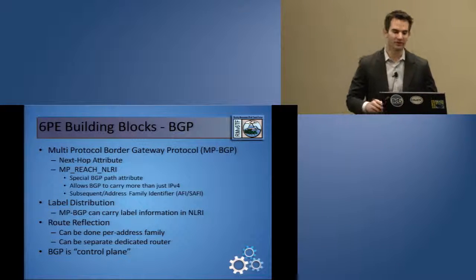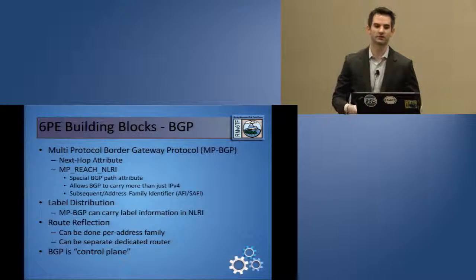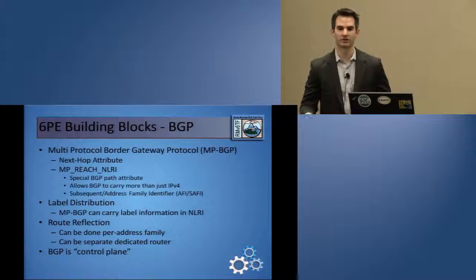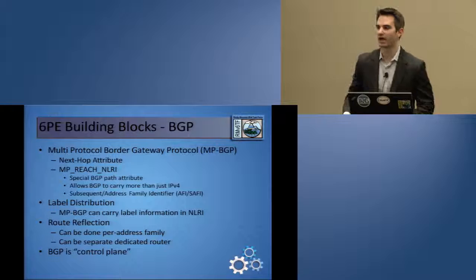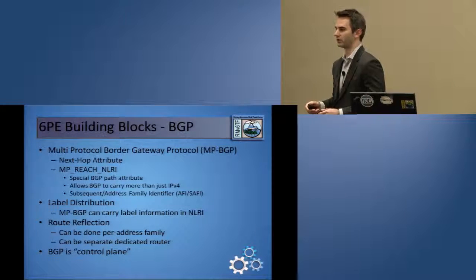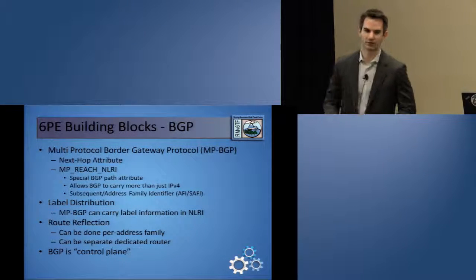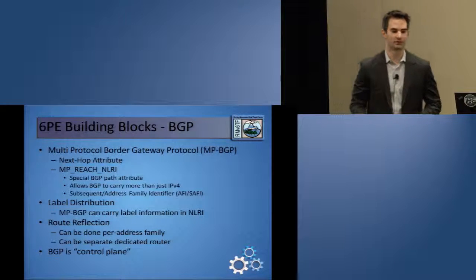And another, not really an essential concept of BGP, but I'll be using it in some examples, is route reflection. And you can do this per address family. If you want to do 6PE, you don't have to convert your global IPv4 table over to use route reflectors. It can be done in a more granular fashion.